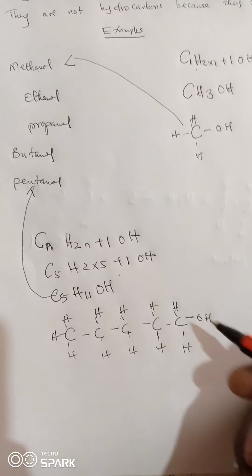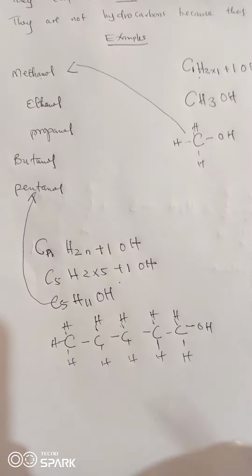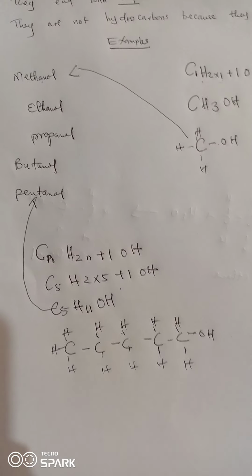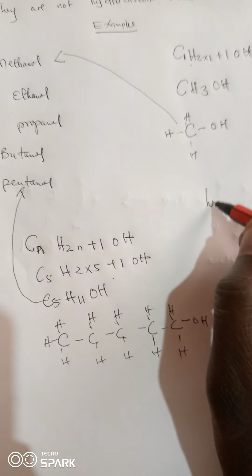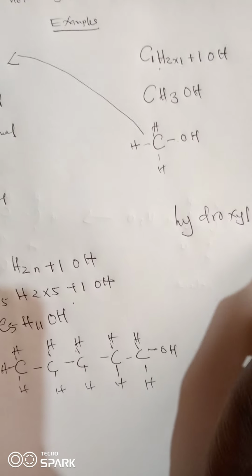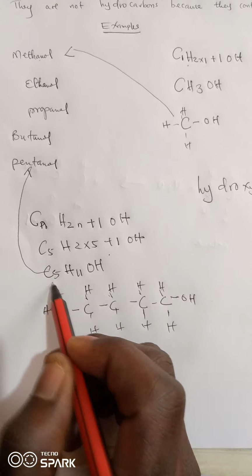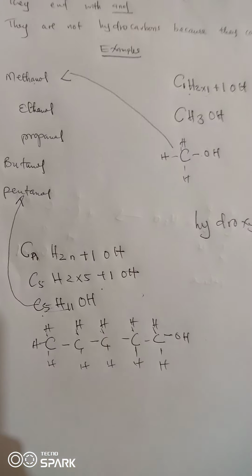Now remember, OH can be placed at any point on this chain, but it's advisable to put it at the end. Remember, the OH is the functional group for alcohols, and it is called hydroxyl. So this is how we get the molecular formula and the structural formula for alcohols.